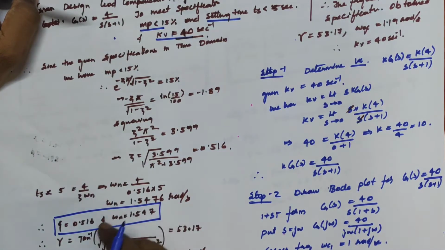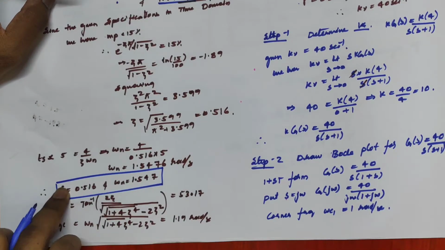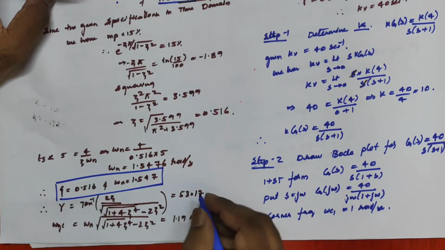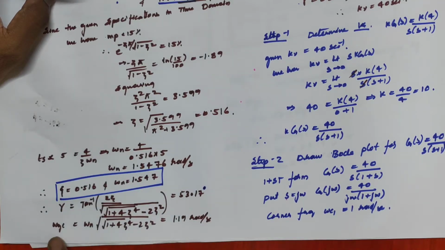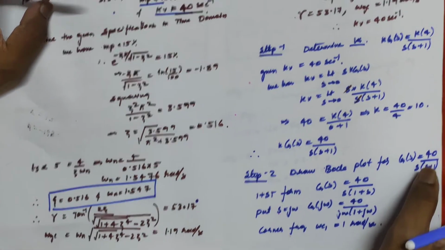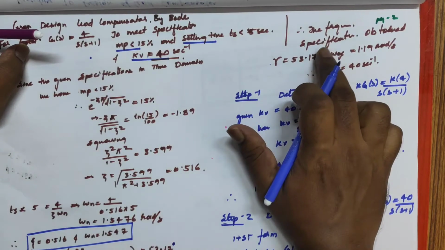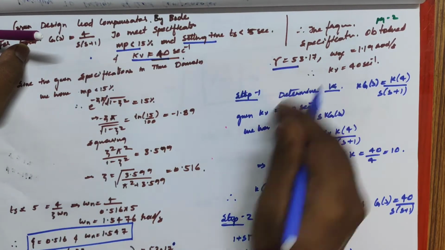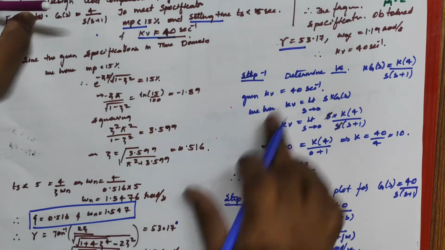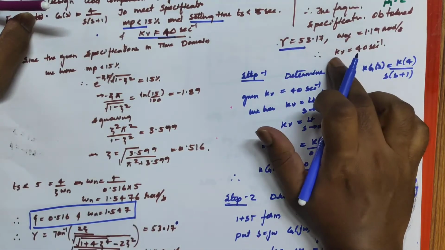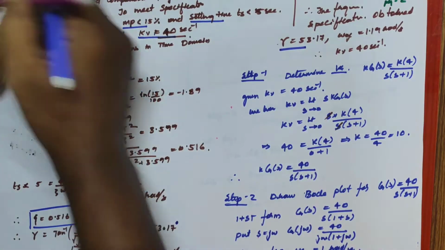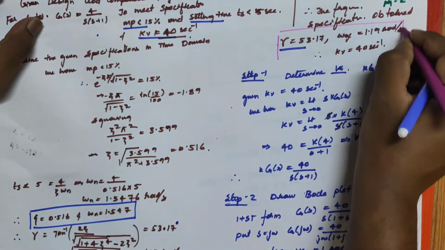I already said that with time and frequency correlation, I have the phase margin from the zeta value. We substitute the zeta value here, and the phase margin gamma is 53.17 degrees, and the gain crossover frequency, with this equation, I obtained 1.19. Now my new frequency domain specifications are the phase margin obtained here, the gain crossover frequency, and the Kv value. Now we will design our lead compensator with these new specifications.